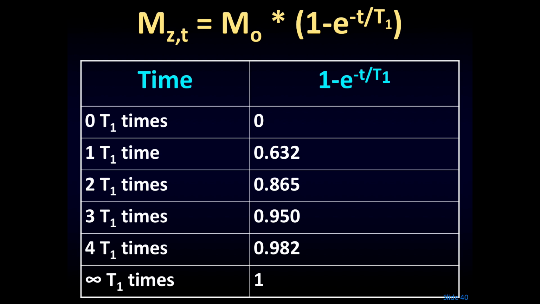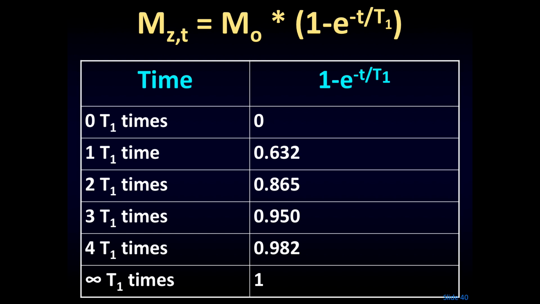Or what if little t is equal to 2 times T1 or 3 times T1, etc.? And then these are the values you get: 0, 0.632, 0.865, 0.950. So what is this telling us? What this is telling us is that after 1 T1 relaxation time, you have recovered 63.2%. After 2 relaxation times, you've recovered 86.5%. After 3 relaxation times, you've recovered 95%.